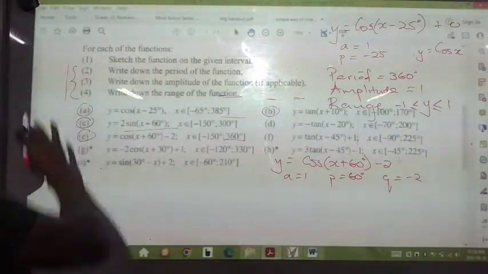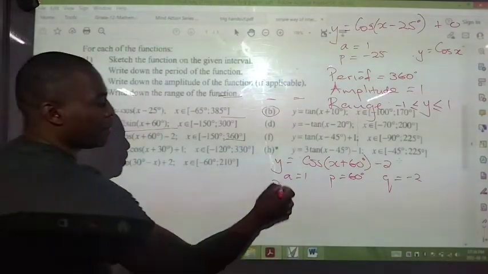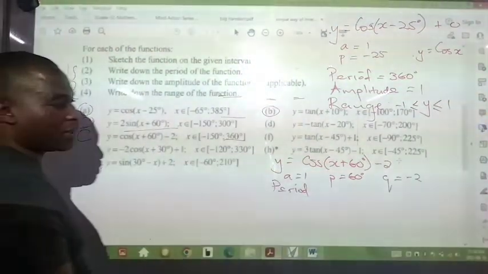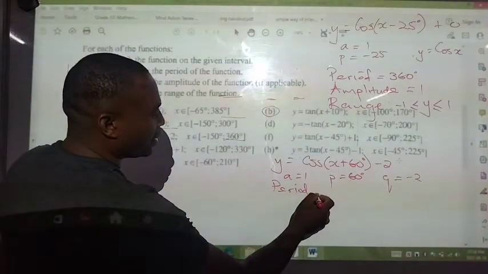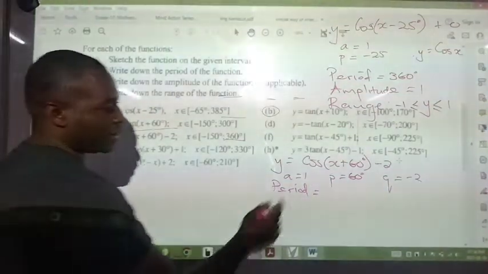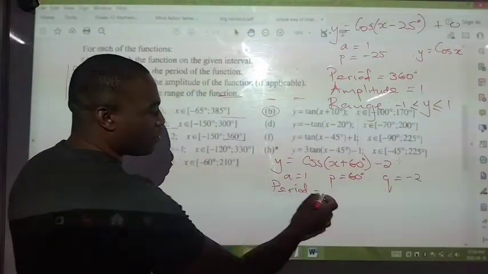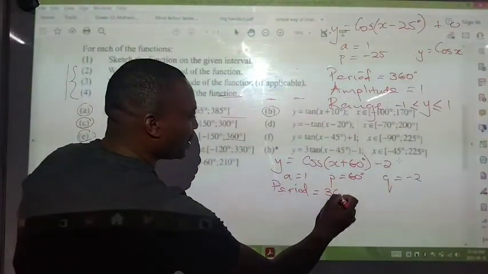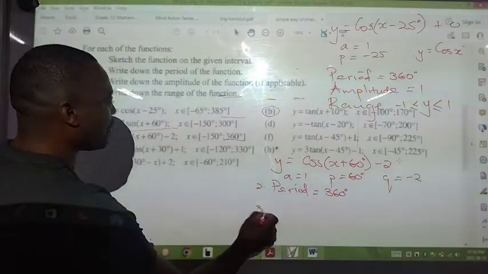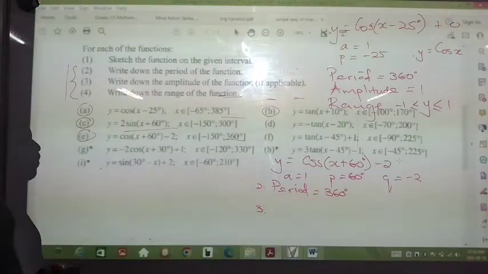So in answering the questions, period, there is no parameter that affects the period. So we are saying the period of the graph of y is equal to cos x is the period of this graph also. So it's 360 degrees. That is number 2.